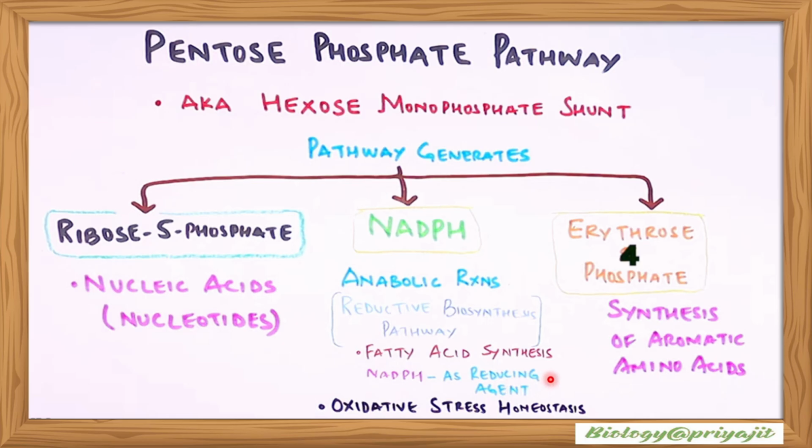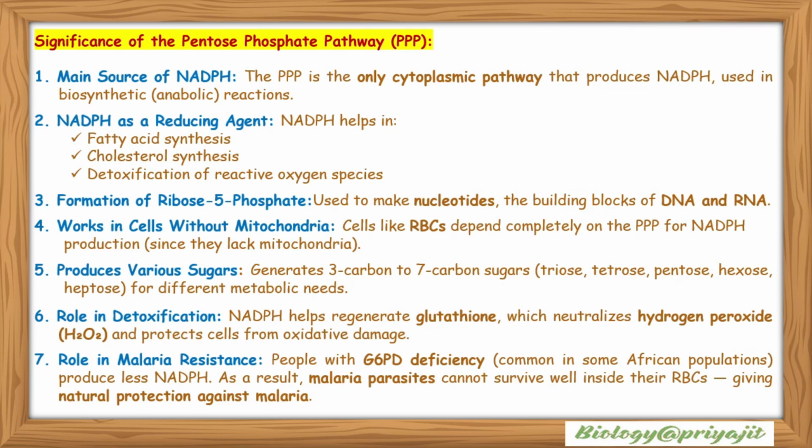NADPH also performs a role in oxidative stress homeostasis. And the third molecule is erythrose 4-phosphate, which is produced from the pentose phosphate pathway, and it is needed for the synthesis of aromatic amino acids. So now we need to know what is the significance of the pentose phosphate pathway.